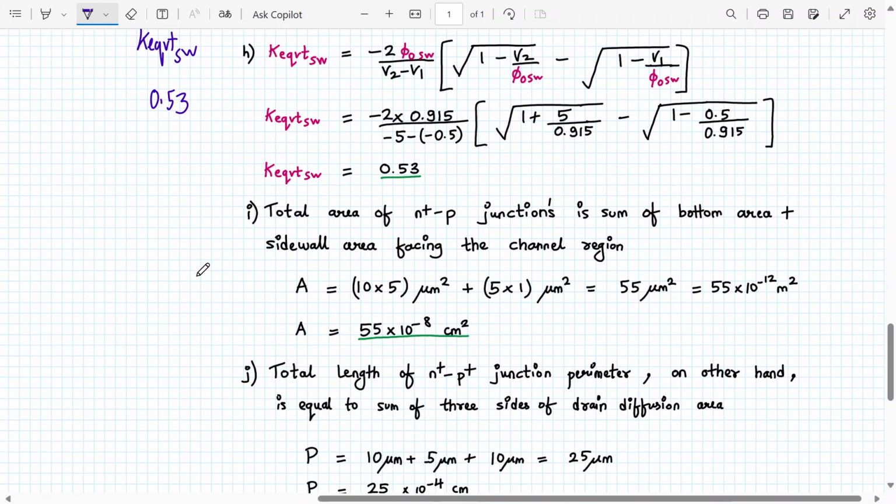Now the total area of the P silicon and N plus junction is, what is the area associated with this? 4 and 5, right?